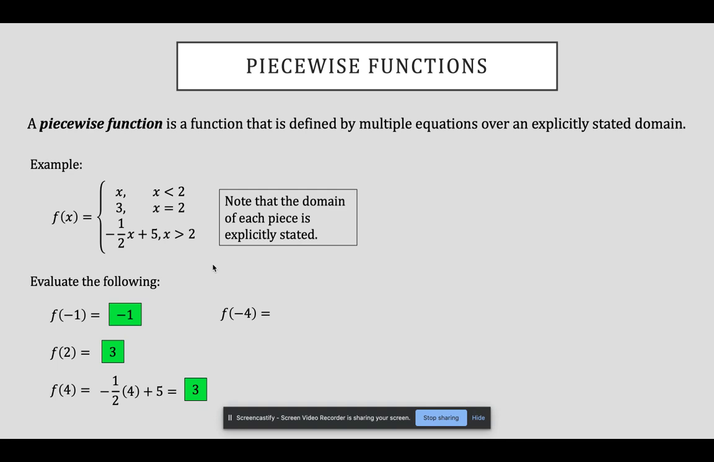What about f of negative 4? Again, what part of the domain does x equals negative 4 fall under? Negative 4 is less than 2. So we would plug that into the first part of our piecewise function, giving us negative 4. What about f of 6? Well, 6 is greater than 2. Because it falls under the domain stated for our third piece of the piecewise function, we would plug it into the third piece, giving us negative 1/2 times 6 plus 5. Negative 1/2 times 6 gives us negative 3, plus 5 leaves us with 2.